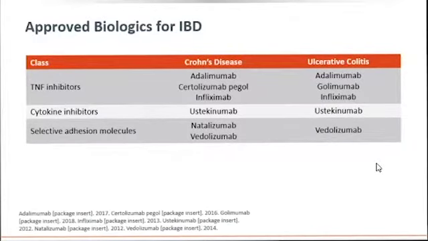These are the biological therapies we know for IBD. TNF inhibitors: adalimumab, certolizumab, infliximab. For ulcerative colitis, we have adalimumab, golimumab, and infliximab. Cytokine inhibitors: we have ustekinumab for Crohn's disease, and ustekinumab is now approved in European countries for ulcerative colitis as well. Selective adhesion molecule inhibitors: natalizumab and vedolizumab, and for ulcerative colitis, vedolizumab.